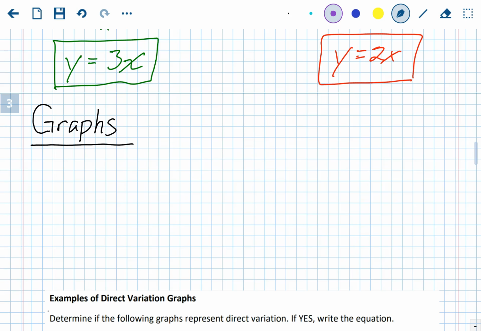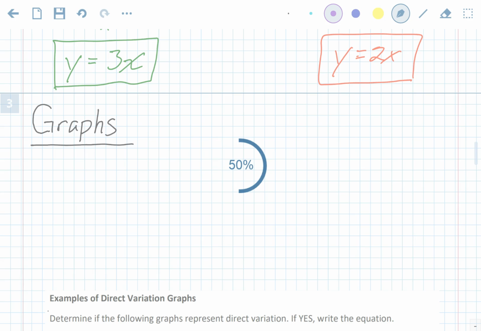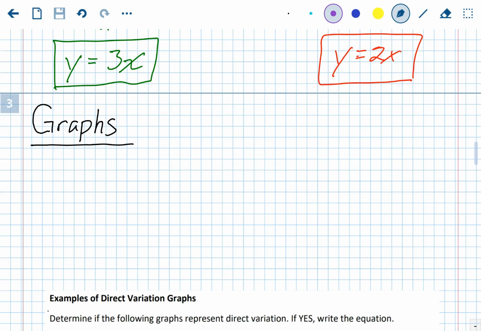Graphs are up next. That's the next representation. The graph of a direct variation function, again, same kind of pattern as all these other ones. It's going to be a line that goes through the origin. Again, it has to be linear, so it has to be a straight line. It's a line that goes through the origin.